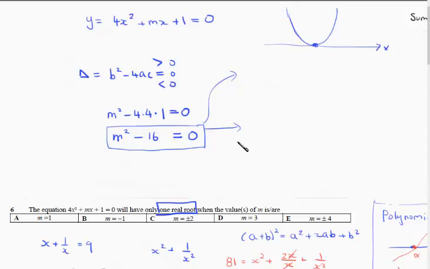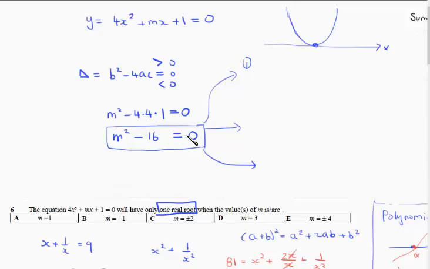There are several ways of doing it. I want you to write down your answer. What should m be? Everyone is saying 4, but the answer is 4 or minus 4. You guys see that? Because negative 4 squared minus 16 is also 0.